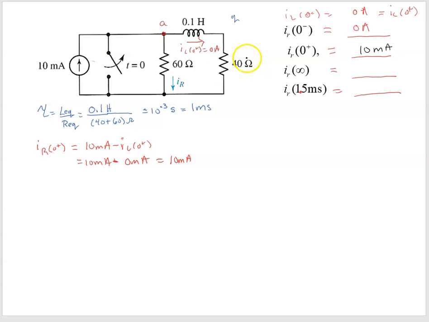At DC, what we have is that the voltage across the inductor is equal to 0. So what we have is our VL of infinity is equal to 0.